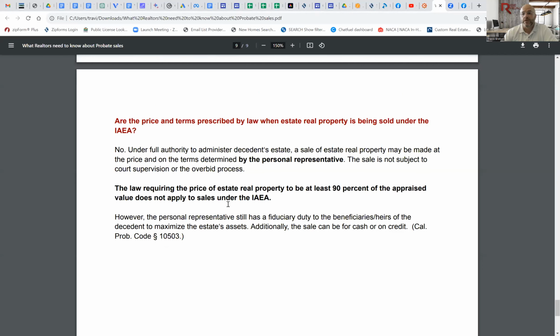So that is a question you need to ask the personal representative or even the attorney: is this falling under the IAEA? However, the personal representative still has a fiduciary duty to the beneficiaries and heirs of the decedent to maximize the estate's assets. Additionally, the sale can be for cash or on credit, meaning a loan. So if it's a probate sale, it does not have to be a cash purchase. It can be, but doesn't have to be. The purchasers can still obtain a loan.